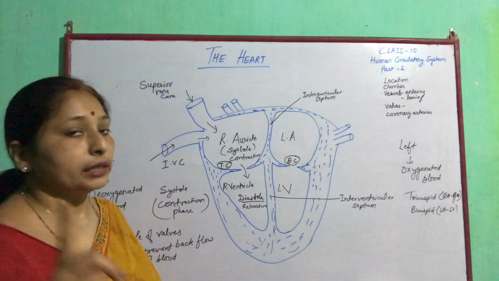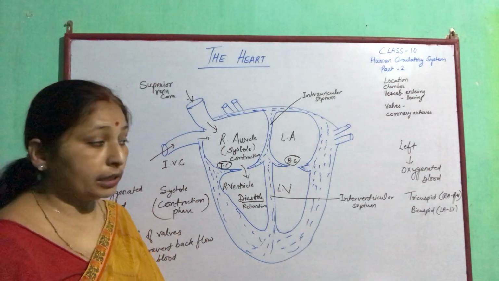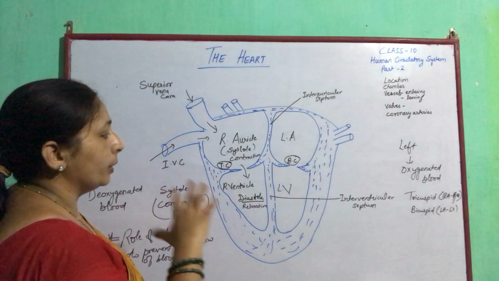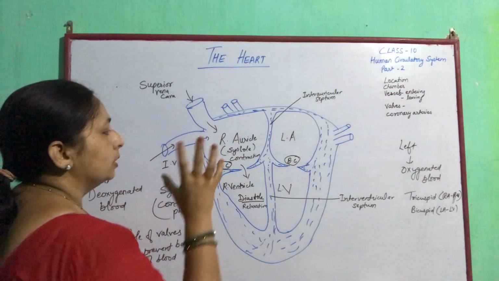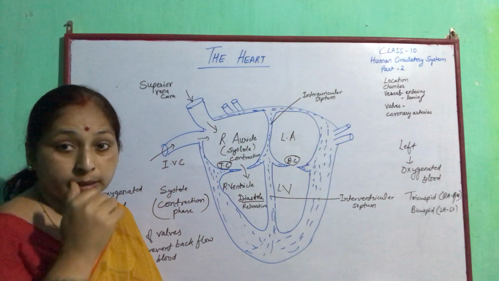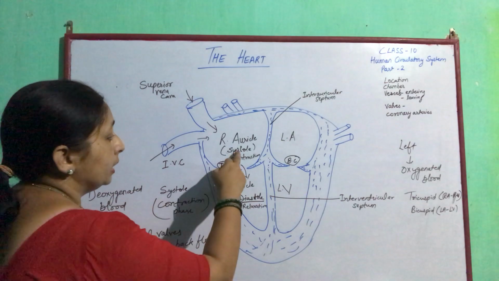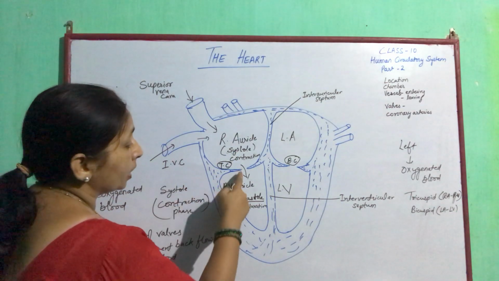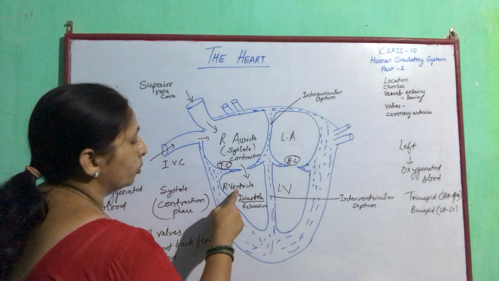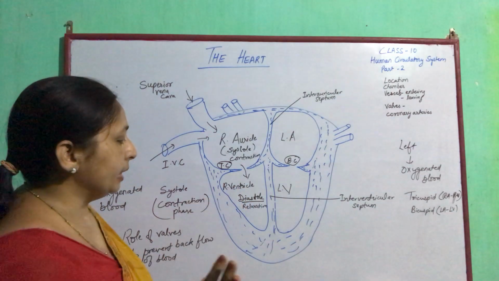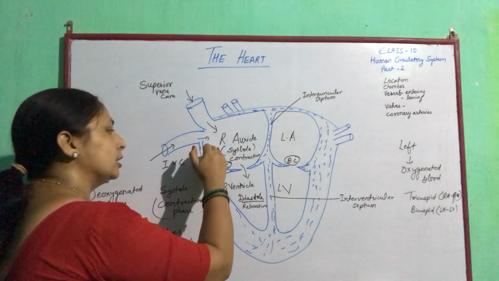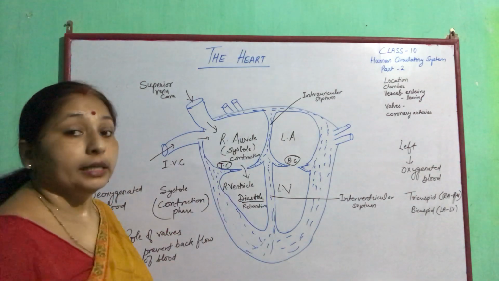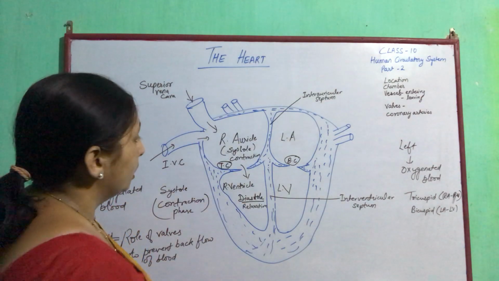The auricles at that time are in diastolic condition, relaxed condition, but when they get filled up, they contract, and that contraction phase is termed as systole. Systole here, and then the blood is poured into the right ventricle. When the auricle is in systole, the ventricle is in diastolic condition.